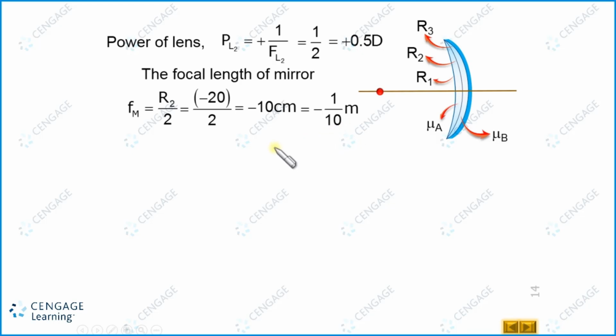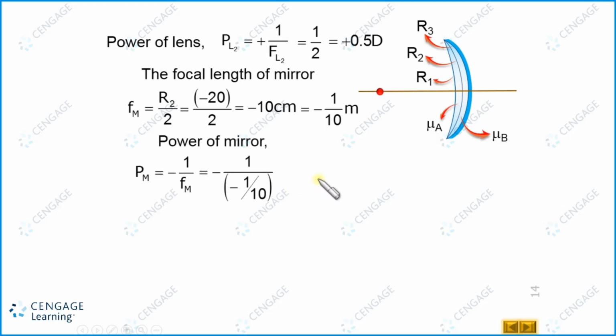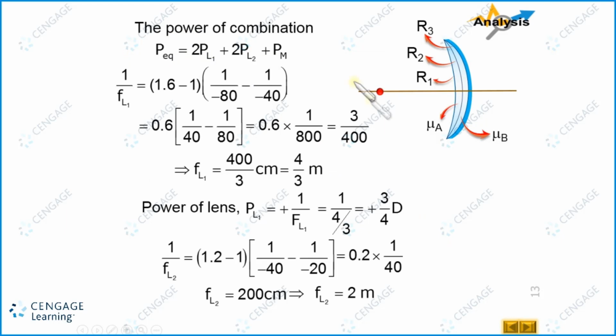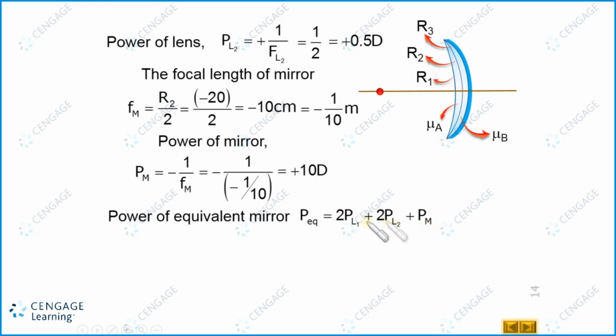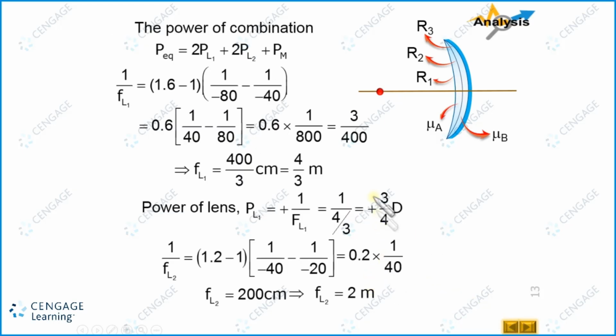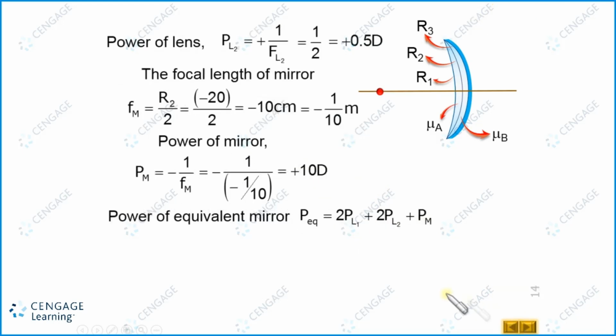Now power of the mirror, we know this is equal to minus 1 upon focal length of the mirror. So it is equal to minus 1 divided by minus 1 by 10. So this is the power of the mirror. This is equal to plus 10 diopter. Now we can calculate the power by using this relation. So let us write the power of the equivalent mirror, that is equal to 2 PL1 plus 2 PL2 plus PM. Now we can substitute this value. This was 3 by 4 diopter, and this value is 0.5 diopter. This is 10 diopter. On calculation, this value is 12.5 diopter.